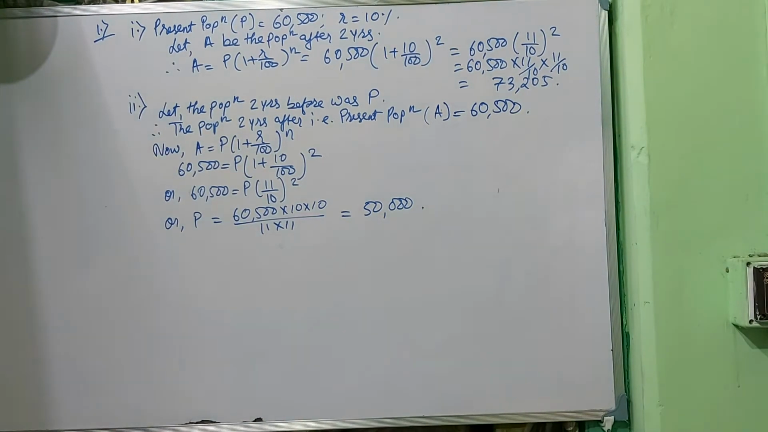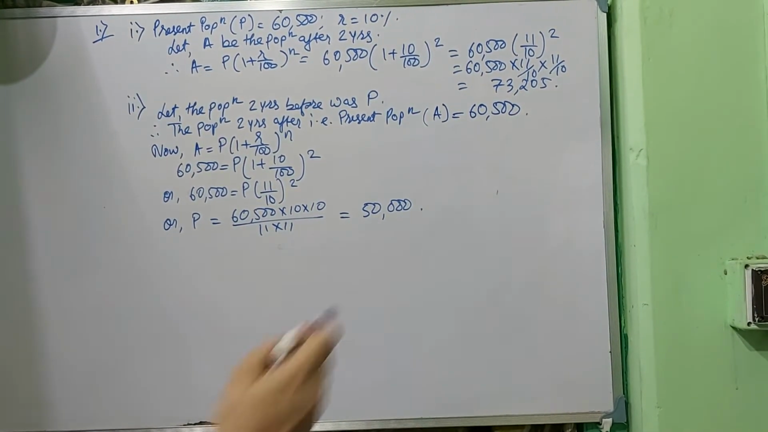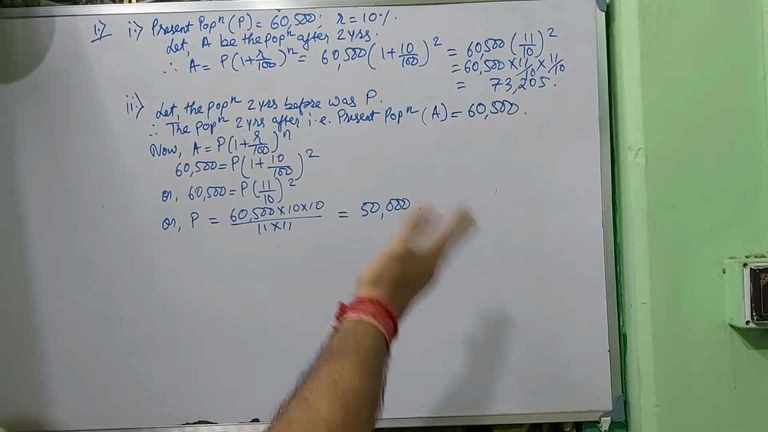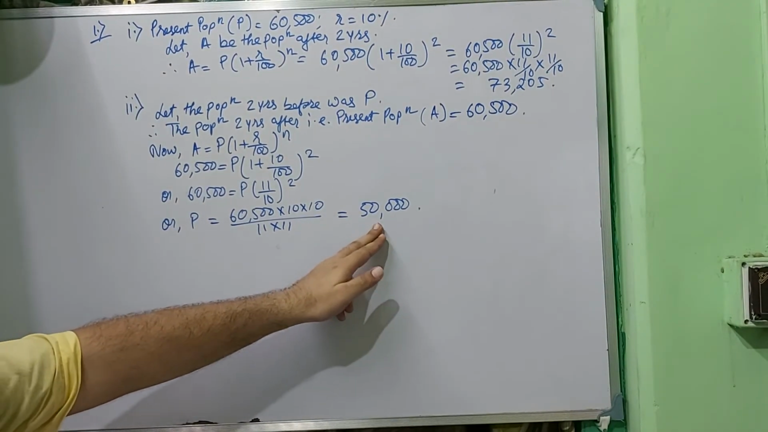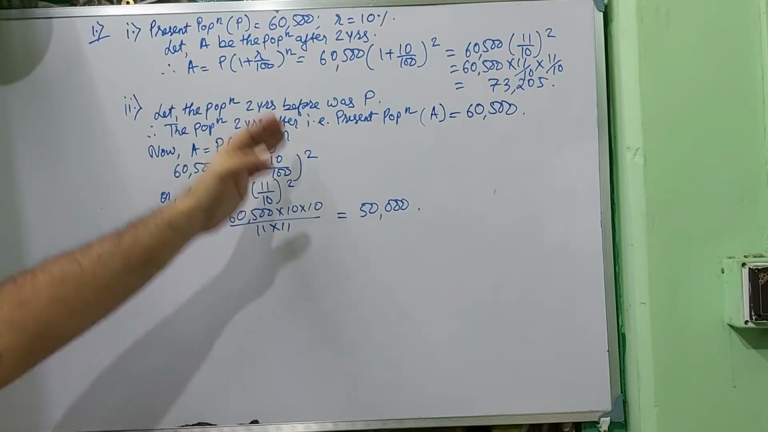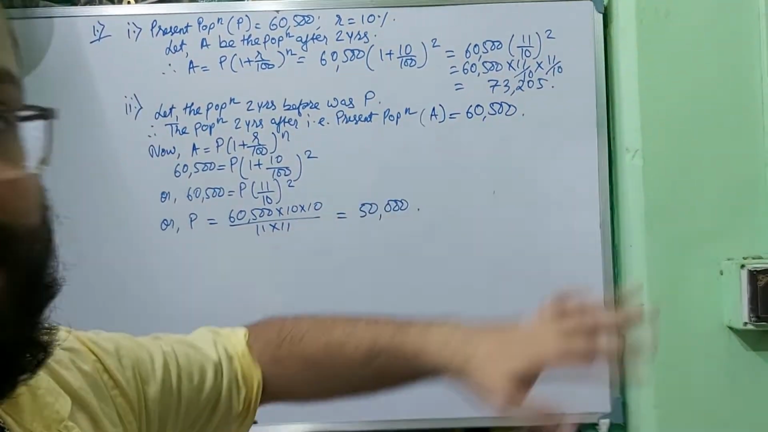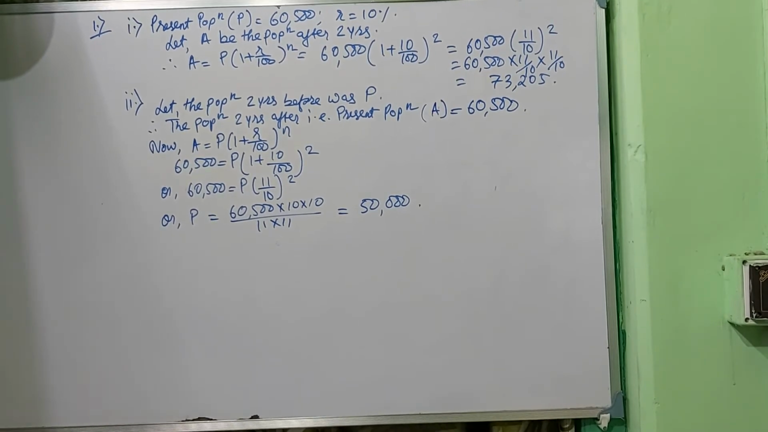So 2 years before the population was 50,000, and 2 years after the population was 73,205, and the current population is 60,500, and the growth rate was 10%, means R is 10%, means in a 10% growth rate per year it is growing. So 2 years before it was 50,000, after 2 years it was 60,500, which is the present. Now after again 2 years, means a total of 6 years, it will be 73,205. Each year it is growing, so it is the growth percentage I am using.